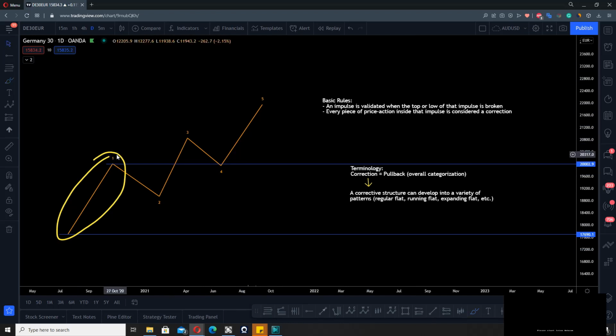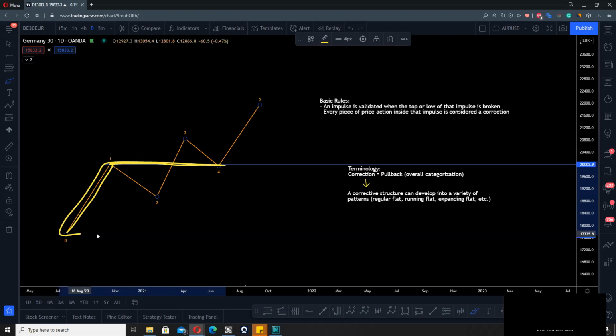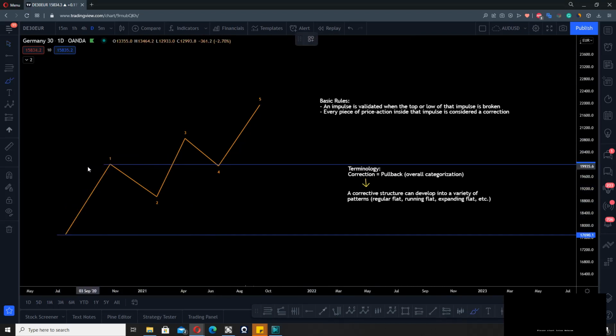Next rule, or these are more like guidelines, but take them as a rule. Every piece of price action inside that impulse is considered a correction. What do I mean by that? We have an impulse here, and everything inside this piece is considered a correction, unless or until we take this top and break it, and then we have an impulse that's validated. But as long as we stay here, it's a correction.